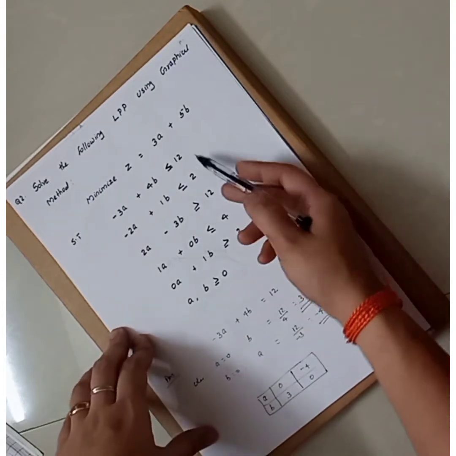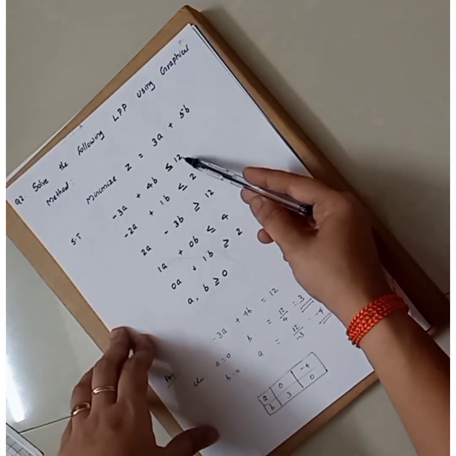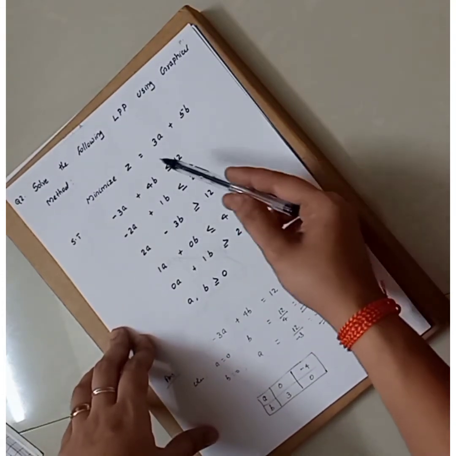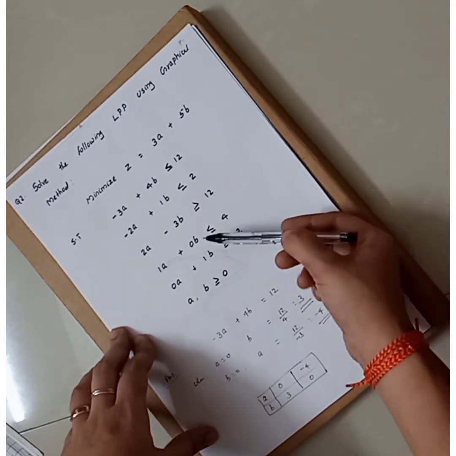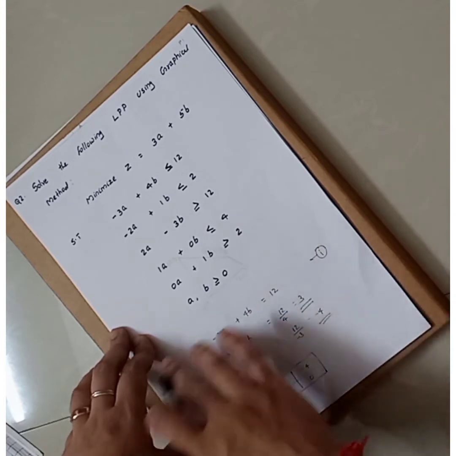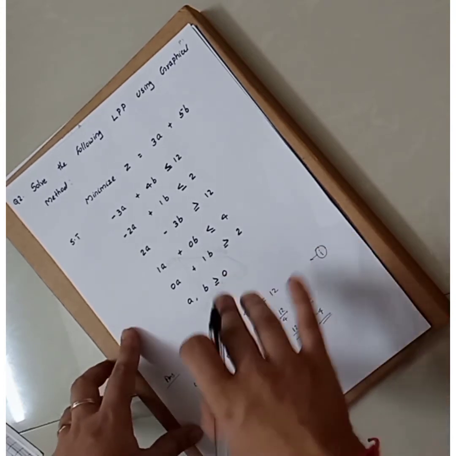Now here you can see there are more than two constraints. Here to be precise, there are 5 constraints: 1, 2, 3, 4, 5. So there are 5 constraints, and using these constraints how we will solve an LPP using graphical method, that is what we are going to discuss today.